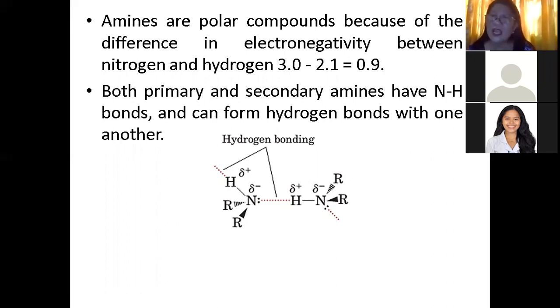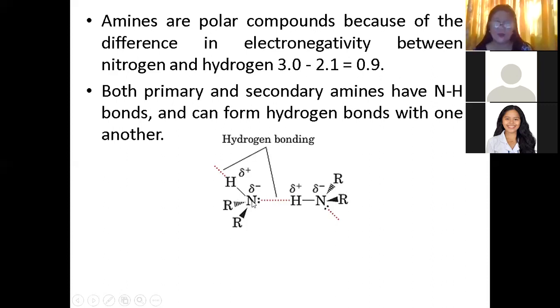Why is tertiary not able to form hydrogen bonds, ma'am? It has no hydrogen, right? Because it is being replaced by an alkyl group. So this one is known as a secondary because there is still one H, this one is also secondary.